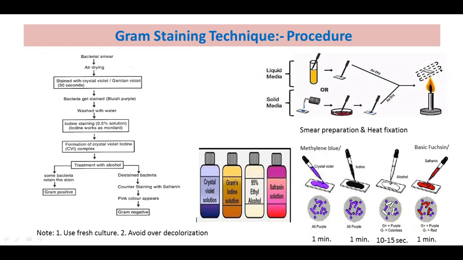Fixation can also be done by using chemical fixatives like tannic acid, but in this case it is heat fixation. So now the smear is ready. I have shown the flow chart of the procedure. For this technique we require 4 reagents. One, the primary stain, that is crystal violet. Second, gram iodine solution that acts as a mordant. Third, the decolorizer, that is 95% ethanol or a mixture of equal proportions of acetone and ethanol, and the counter stain, that is safranin or basic fuchsin.